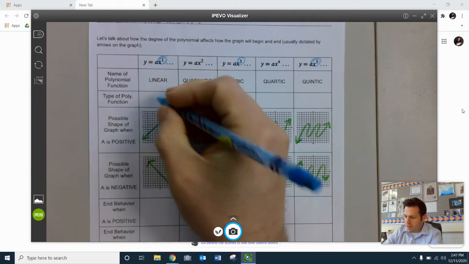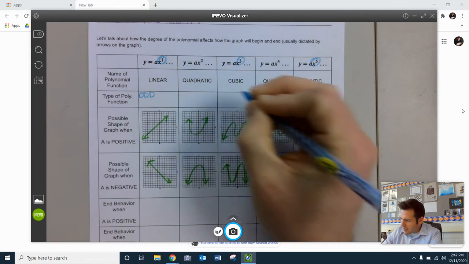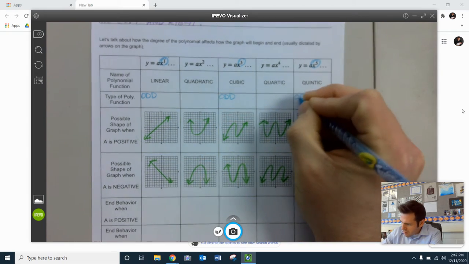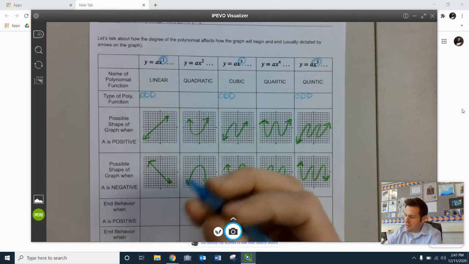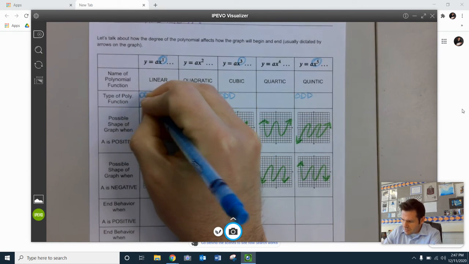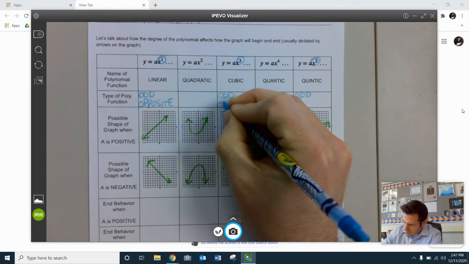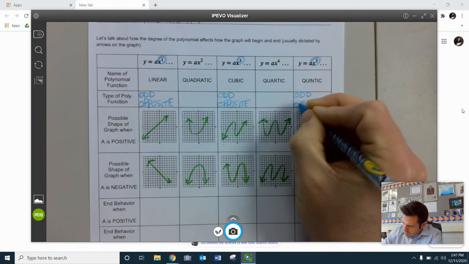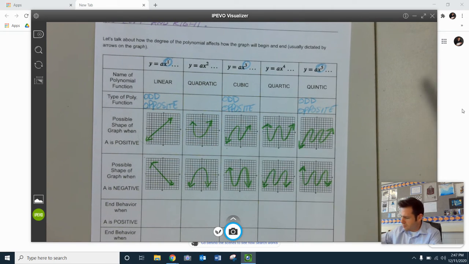So when I have a polynomial function that is odd, and again, we're talking about the highest degree that we see there, 1, 3, and 5, the end behavior arrows would be going in the opposite direction. Certainly this will help us go through these problems a little bit more quickly.